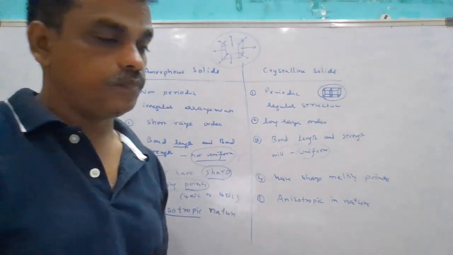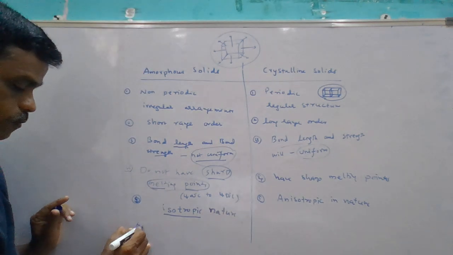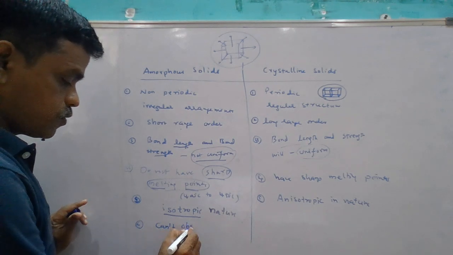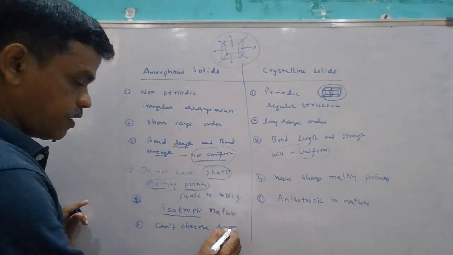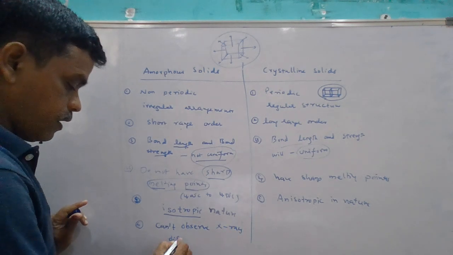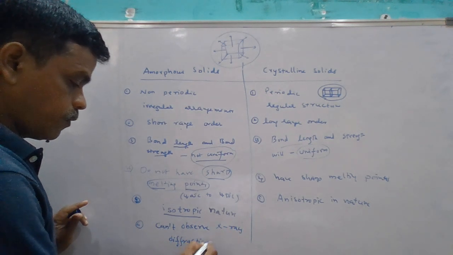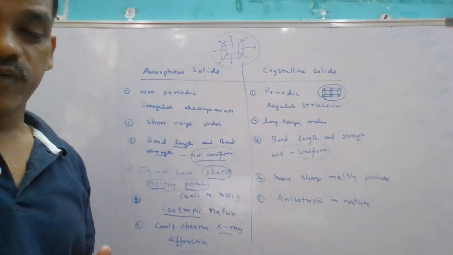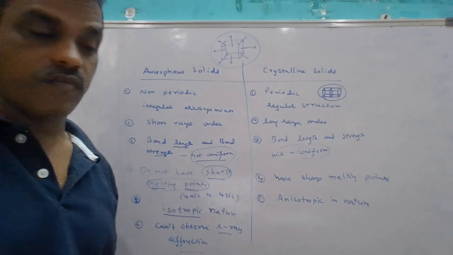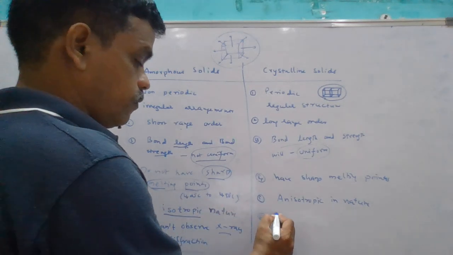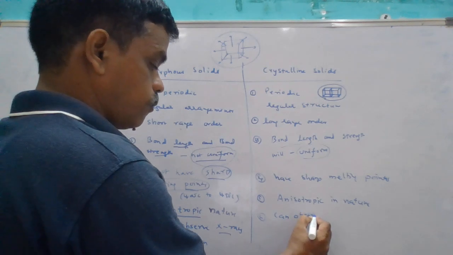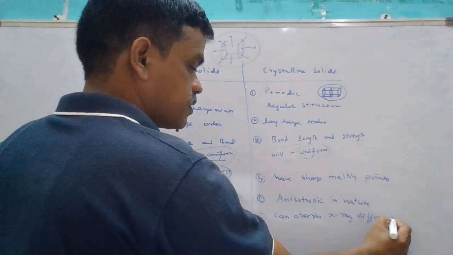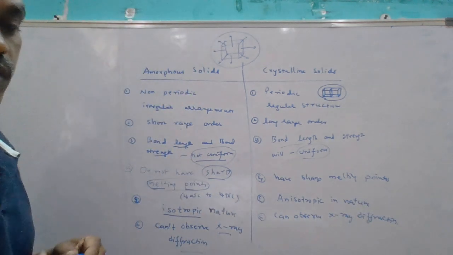So last one here, sixth point, can't observe X-ray diffraction. So we cannot observe X-ray diffraction using amorphous material. But here, in crystalline, we can observe X-ray diffraction. See, these are the main differences.